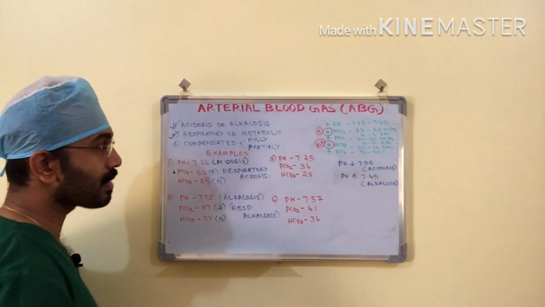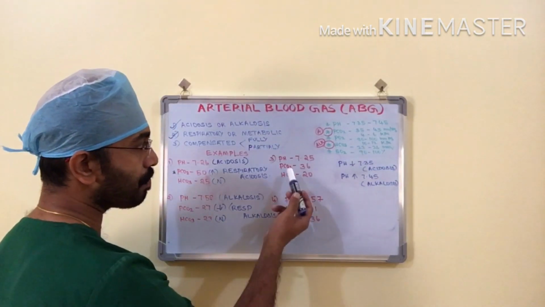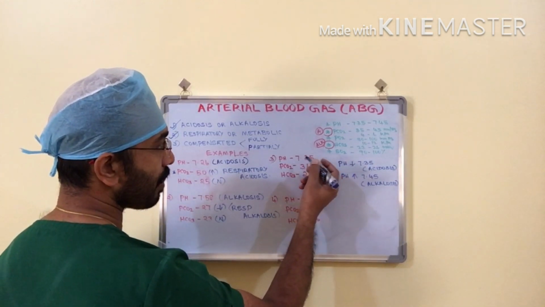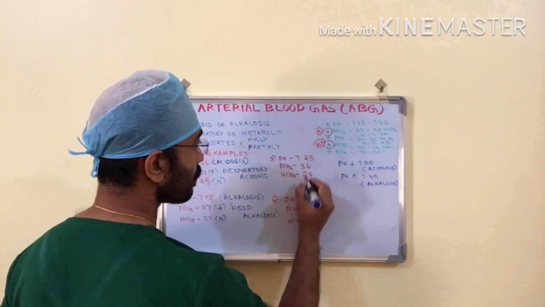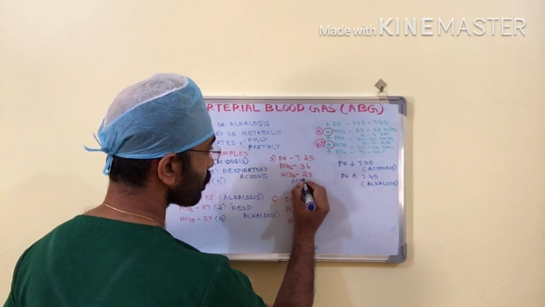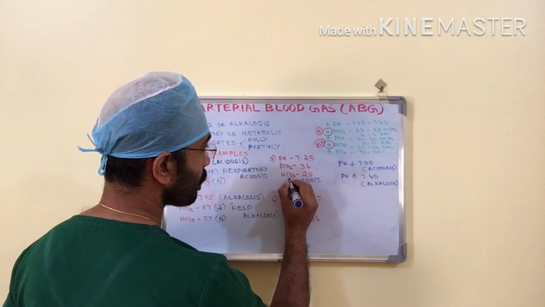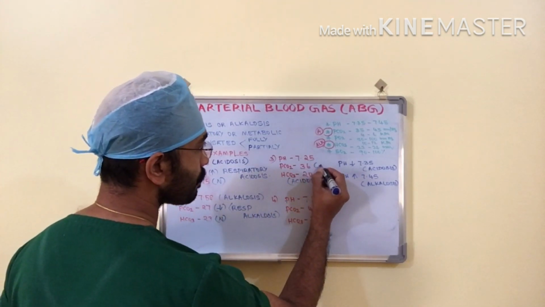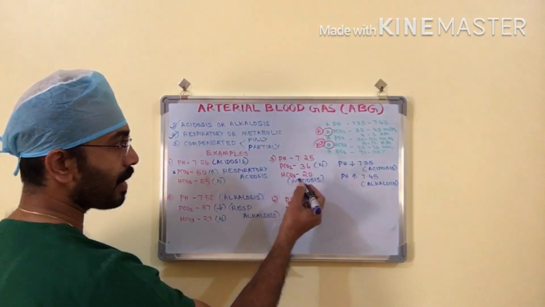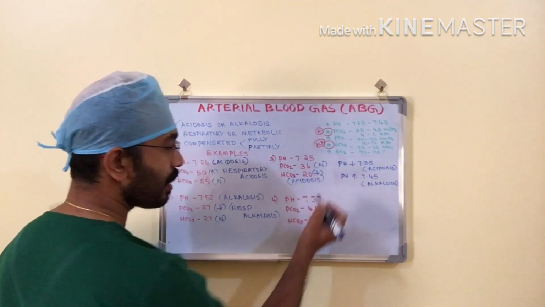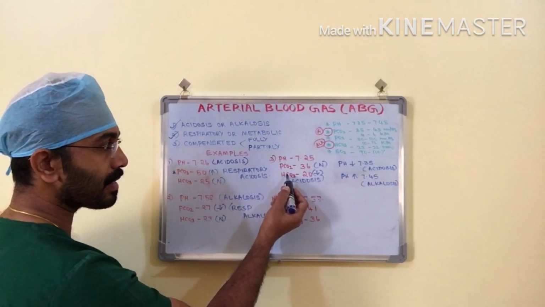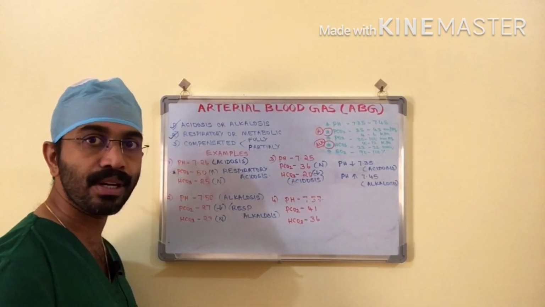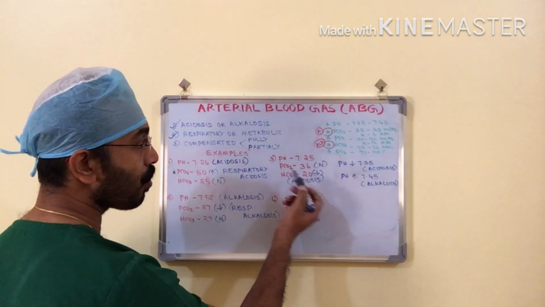Third example is pH 7.25, PCO2 is 36 and bicarb 20. So below 7.35 pH means it is acidosis. And check the PCO2, it is normal, and the bicarb is low. In this situation, it is metabolic. Bicarb, the regulatory mechanism has been taking place in the kidney, so it is metabolic.